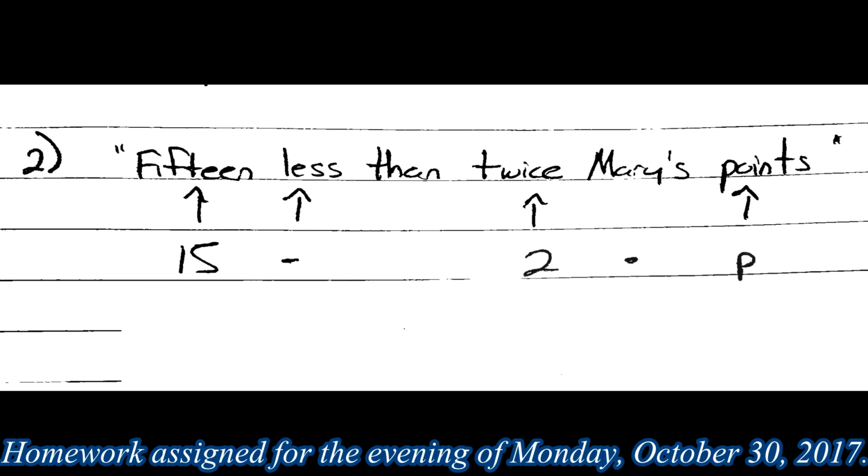So I have here exactly what this sentence looks like, but let's put it in mathematical order. It's got to make sense. 2p minus 15. So again, it's 2p minus 15.